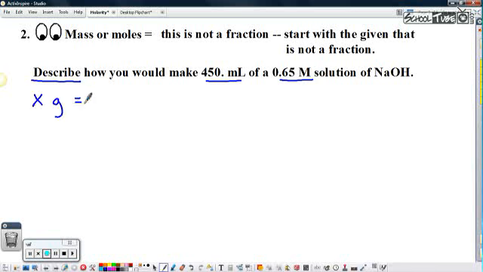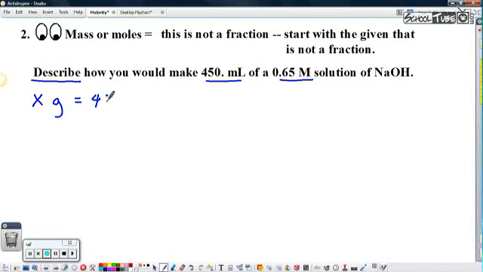We all understand? Yes. So we're looking for grams. What are you going to start with? Grams, milliliters. Well, I'm going to start with milliliters and not molarity. It's a fraction. And grams is not a fraction, so I start with the not a fraction of the two given.